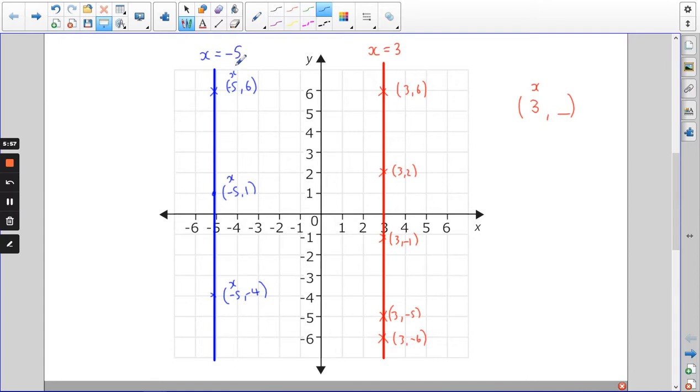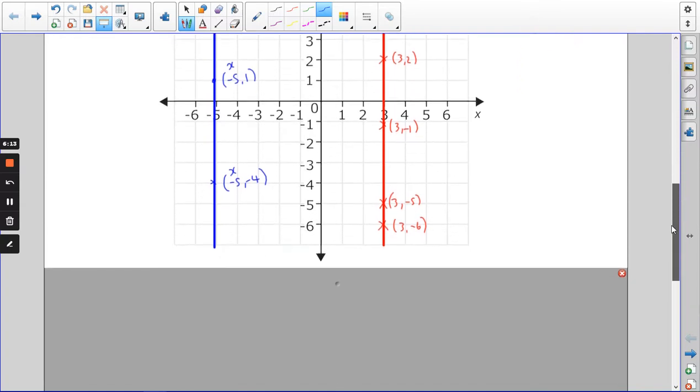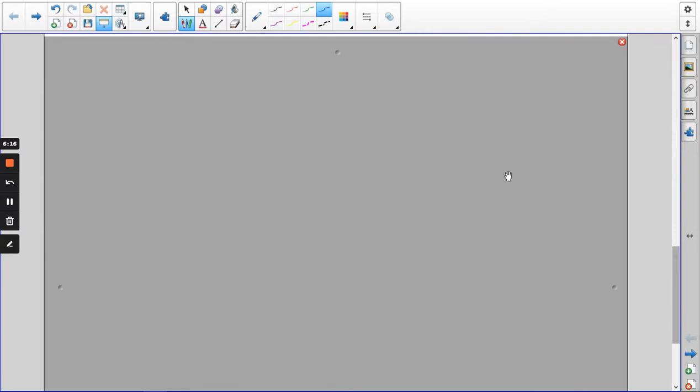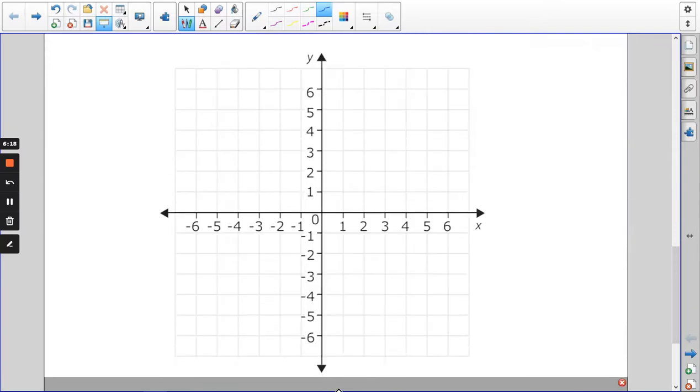Okay, so that's horizontal lines and vertical lines. They're straightforward. You don't have to do any maths, really. Just lots of coordinates that share either the same first number, if it's x equals, or they share the same second number, if they're y equals. Now the next ones I want to show you are diagonal lines.